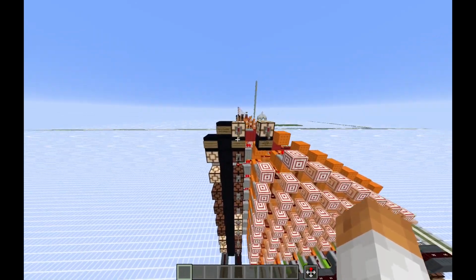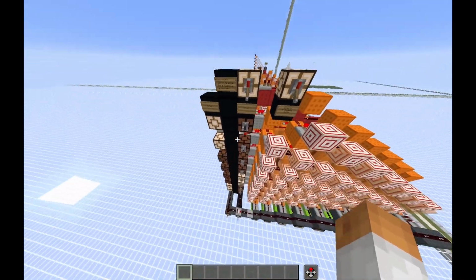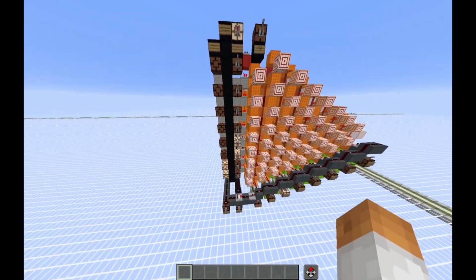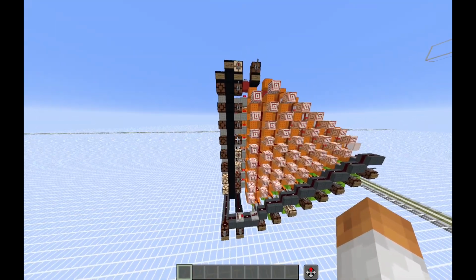And if we want to ignore the sign bit and just perform a normal right shift, we can turn this off again, and now you can see it just takes our number and shifts it down by 2.